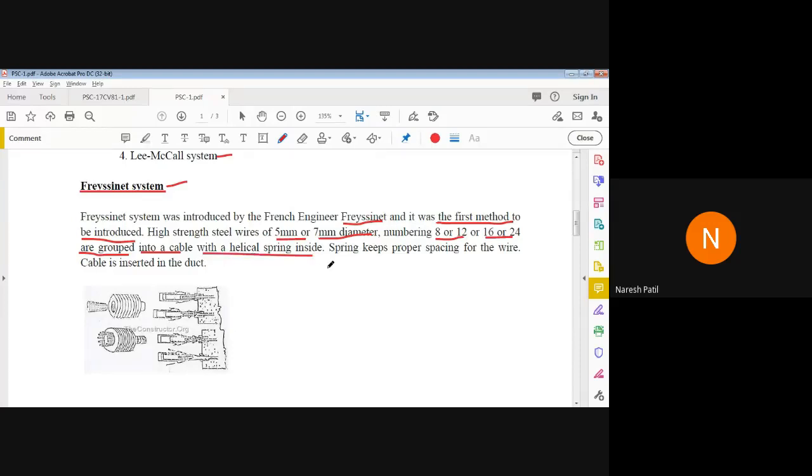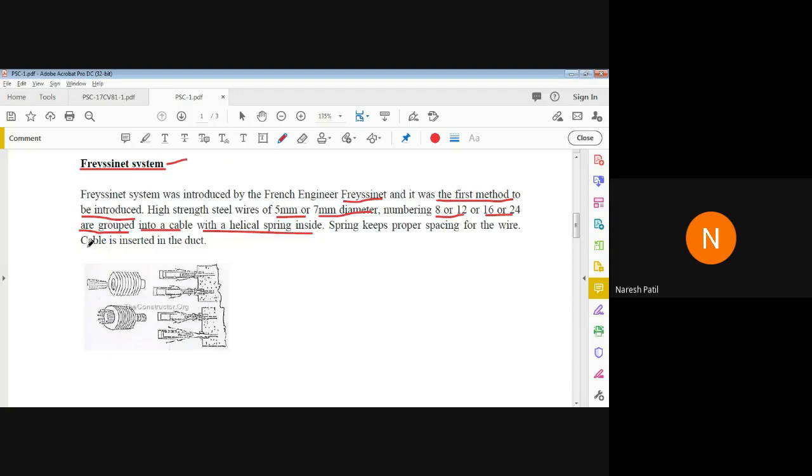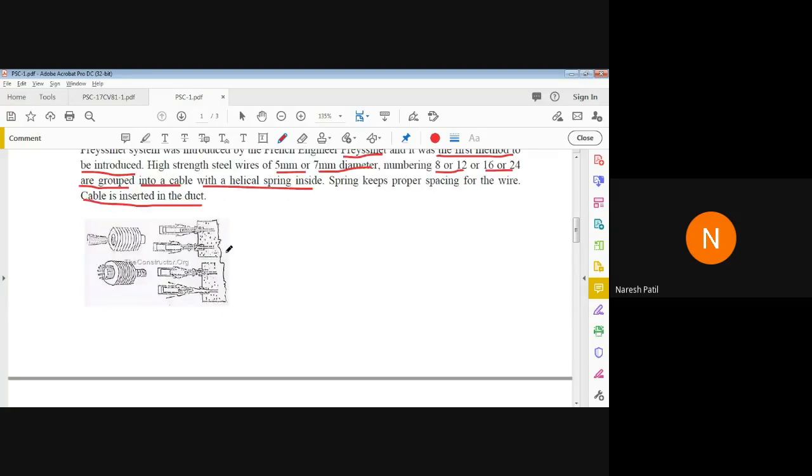With a helical spring inside, then what will happen? The spring keeps the proper spacing of the wires. That spring keeps the position of the wires in the proper way. Then the cable is inserted into the duct. Can you see here? Okay, you can see this. What will happen? The number of wires, so it will be like this.